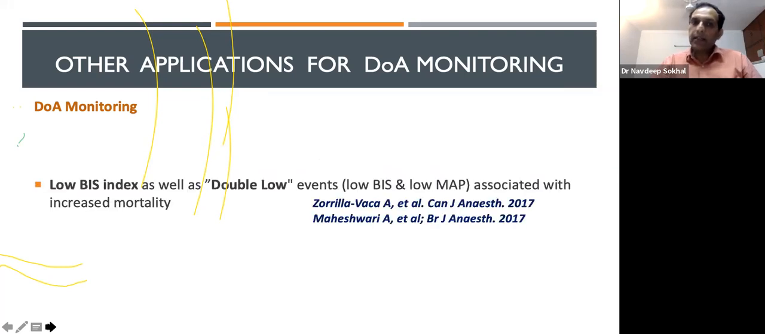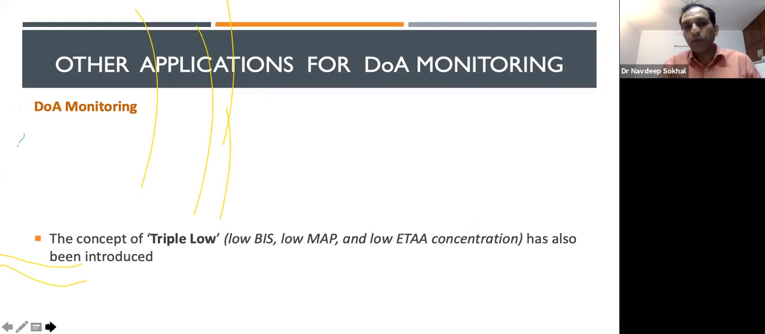Low BIS index as well as double low: double low means the BIS value is low, and a low BIS value means there is deep anesthesia, and at the same time the mean arterial pressure is low, which is associated with increased mortality. Studies have shown that when the BIS value is low, which leads to low blood pressure and hemodynamic instability, mortality is increased.